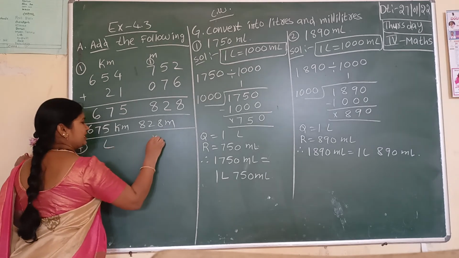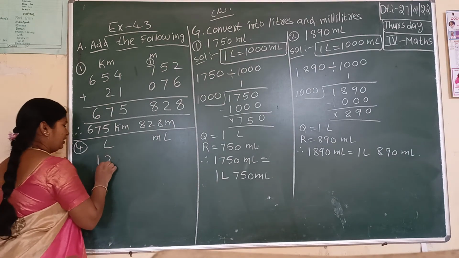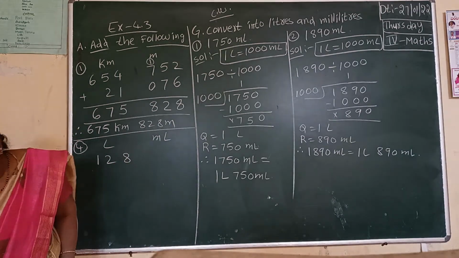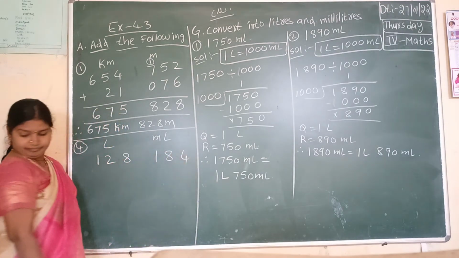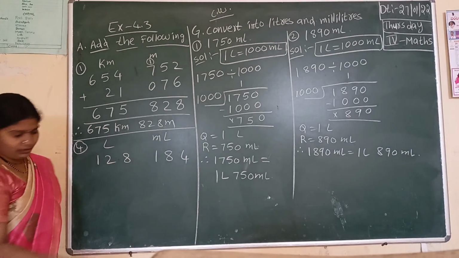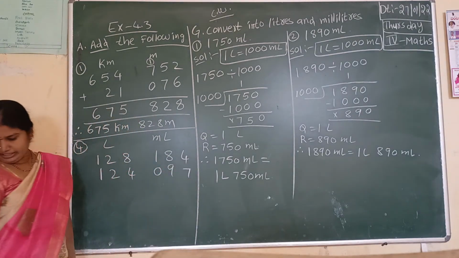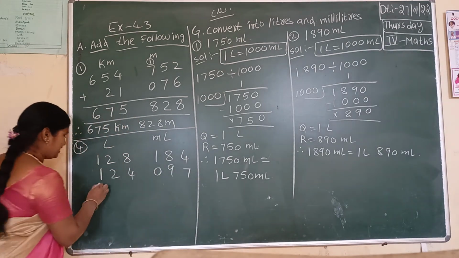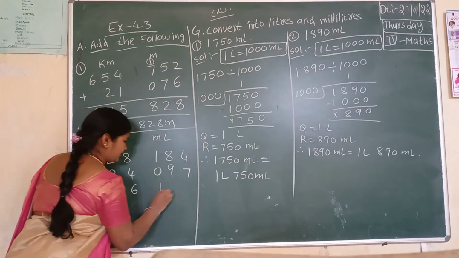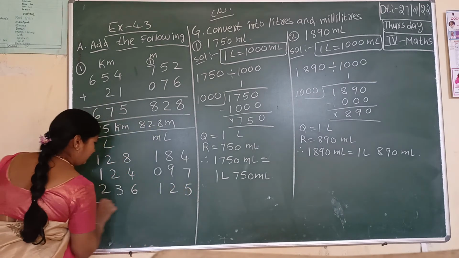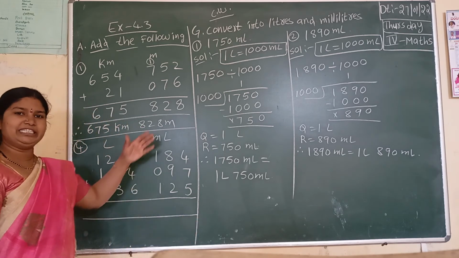Fourth one, liters and milliliters. Liters, how many have they given? 128 liters. Next, 184 milliliters. Okay. Next, 124 liters and 97 milliliters. 236 liters and 125 milliliters. Now you have to do the addition of these numbers. Okay. Look at how many digits they are giving.